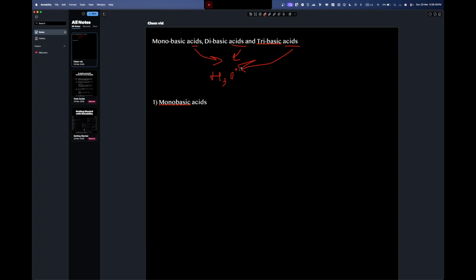So now you must be thinking, if you're smart, you have already figured it out. So what's a monobasic acid, a dibasic acid, and a tribasic acid? It's pretty simple. Mono means one, di means two, tri means three. So a monobasic acid, when dissolved in water, is going to ionize to form one hydronium ion, dibasic two, tribasic three hydronium ions. It's really that simple, right?